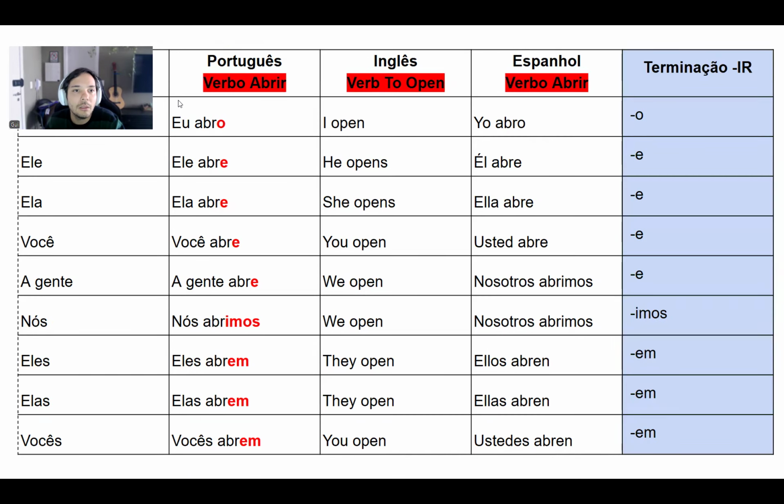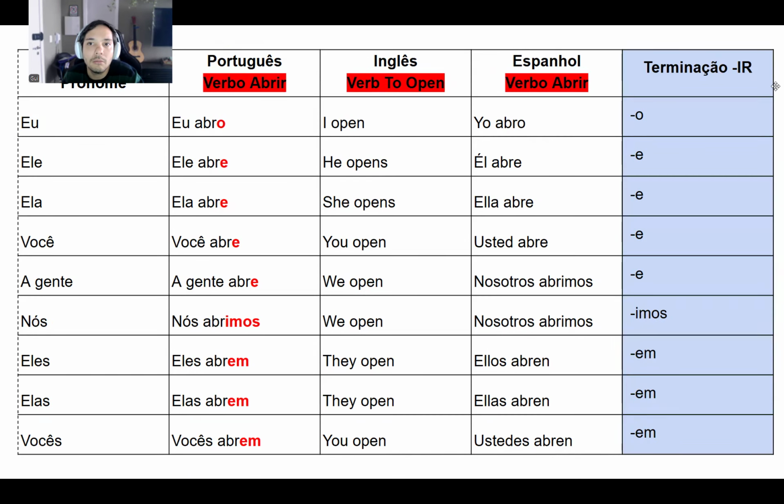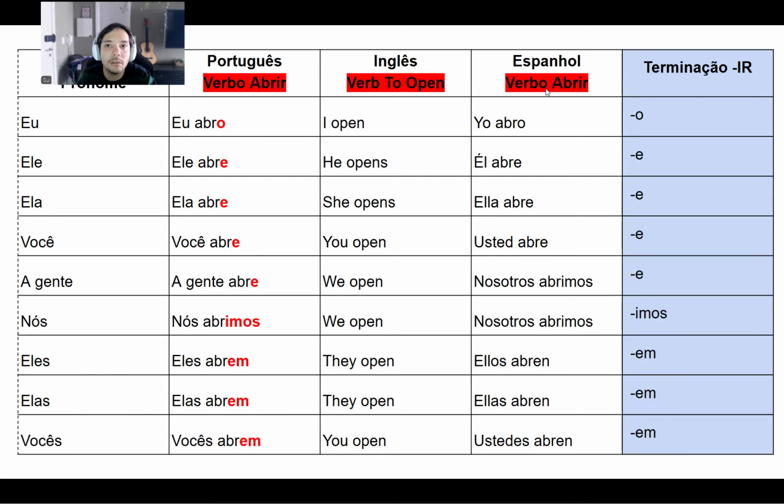And now with the last group, né? The IR. Então, eu, delete the two last letters, abro. Ele, ela, você, a gente abre. Nós abrimos. Eles, elas, vocês abrem.